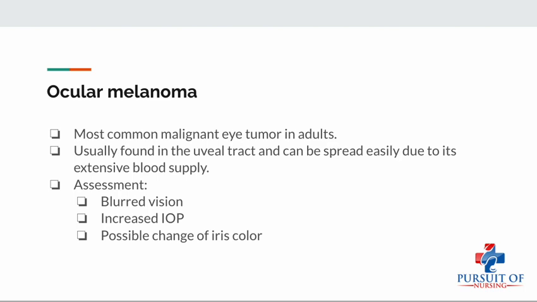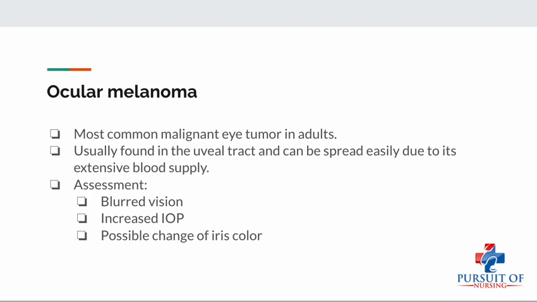Okay, ocular melanoma is the most common malignant eye tumor in adults. It's usually found in the uveal tract. It can be spread easily due to its extensive blood supply. This patient will complain of blurred vision. They're going to have an increased intraocular pressure. They may possibly have a change in their iris color as well.